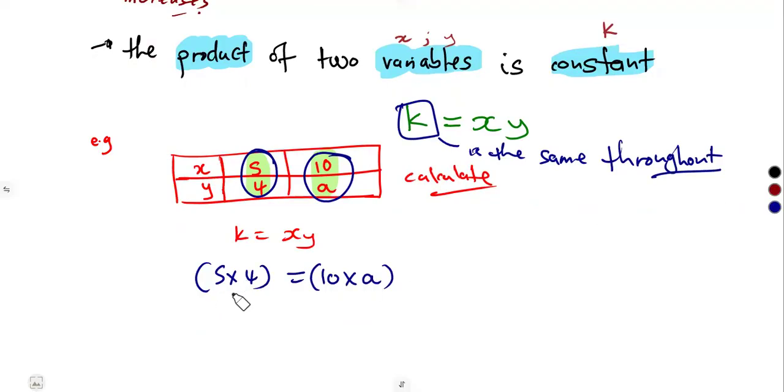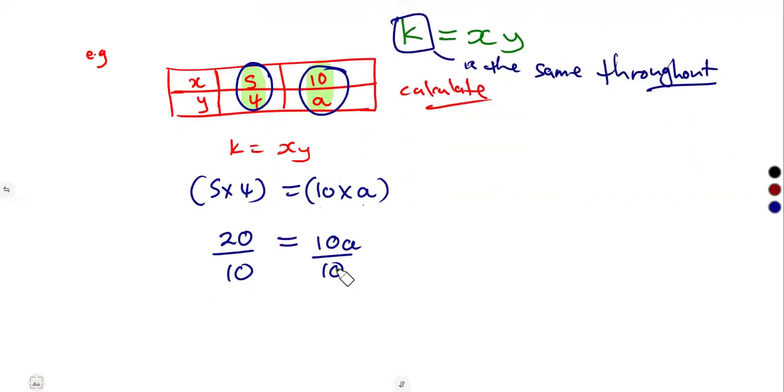So let's solve for A. 5 times 4 is what? That's 20. We multiply these two. 5 times 4 is 20, equal to 10 times A. That is 10A. So dividing by 10 like this, you're going to have the value of A. Remember, we need to solve for A. So A is equal to what? That was going to give us a 2.